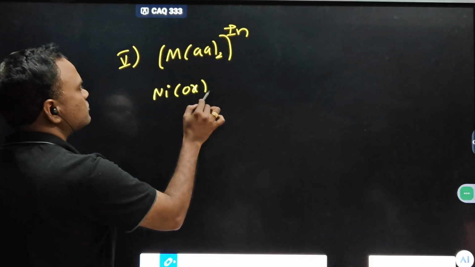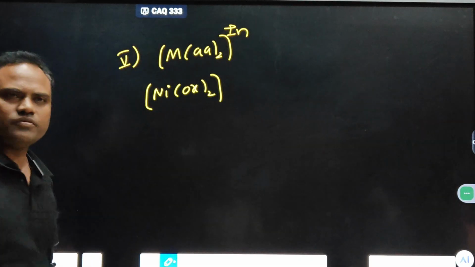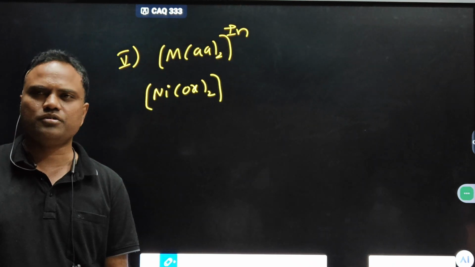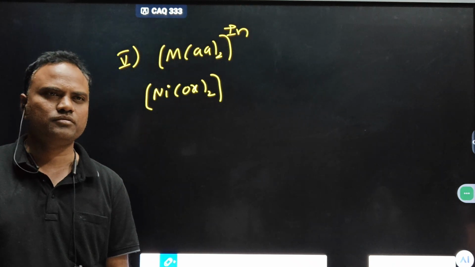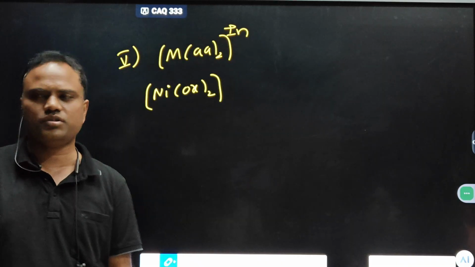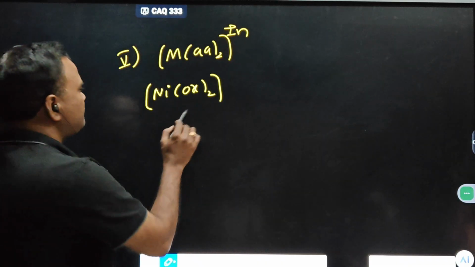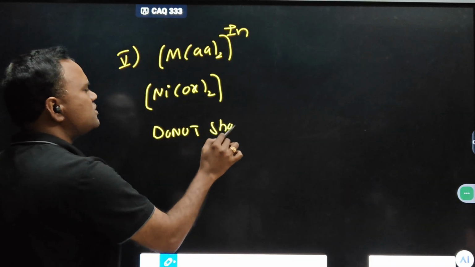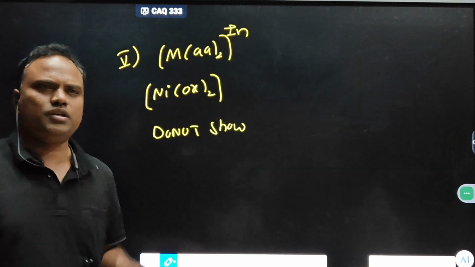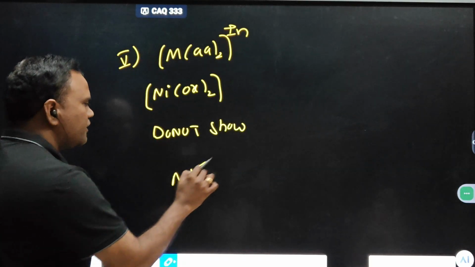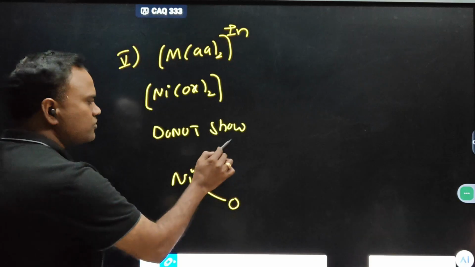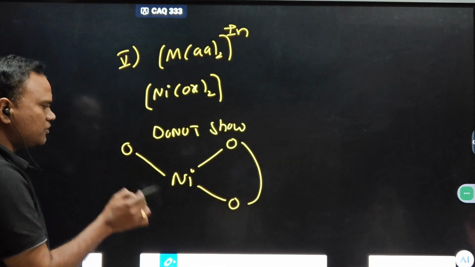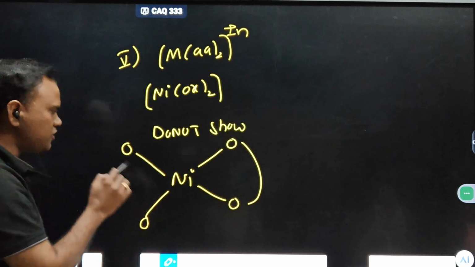Nickel oxalato taken twice. What are the donor atoms in oxalato? Oxygen and oxygen. Do not show. What is the reason they do not show? See, I am writing the oxalato ligand. The donor atoms in oxalato are oxygen, and the remaining part I am just considering as carbonyl. This part is one oxalato.